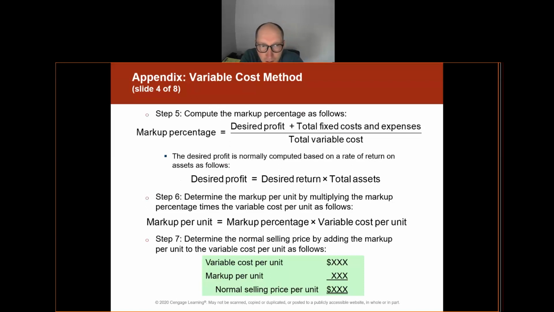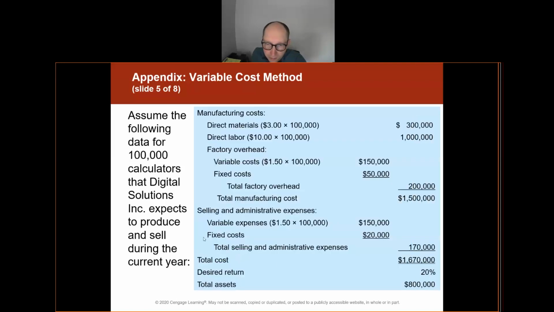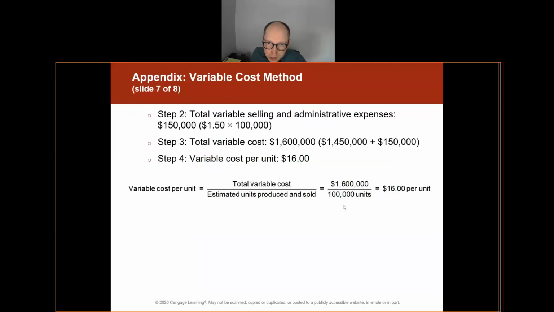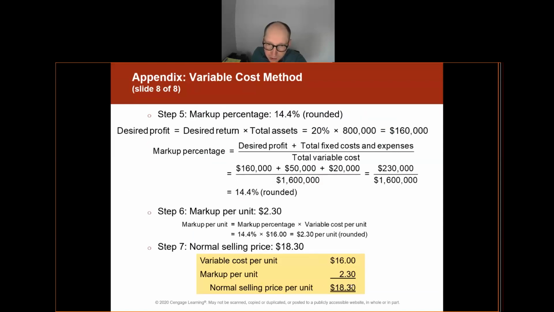Step 5, we find our markup percentage, desired profit plus total fixed administrative expenses divided by total variable cost. To find desired profit, we take desired return times total assets. Step 6, take markup percentage times variable cost per unit. Step 7, we take the variable cost per unit plus the markup per unit to get our normal sales price using the variable cost method. And using that same data, we go through each step. Variable cost per unit, $16 per unit. Normal sales price, $18.30.